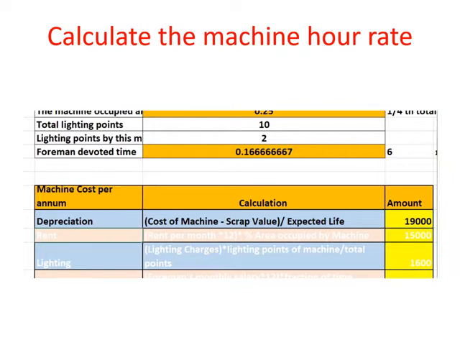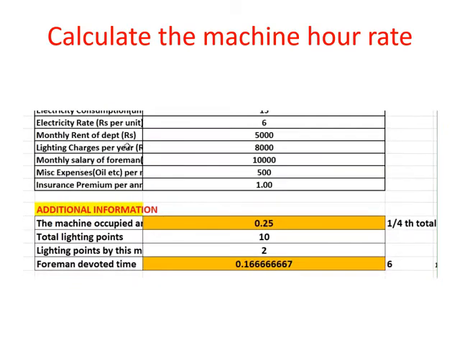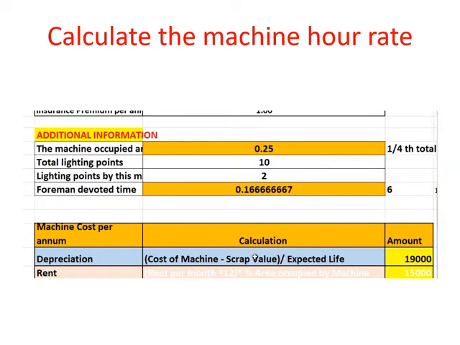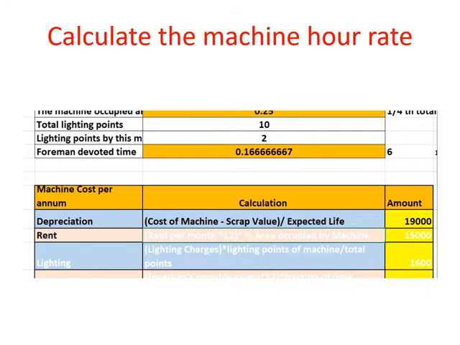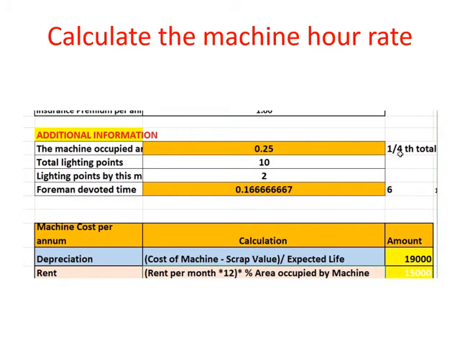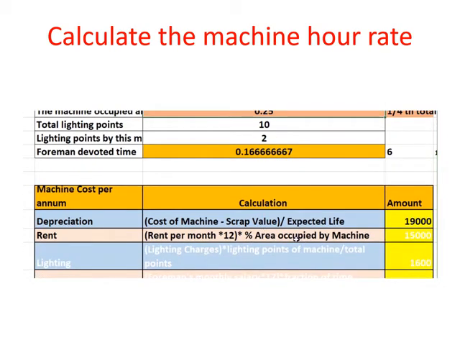Next is rent. So what are the particulars? How will you calculate rent? Yes, rent per month is given. So after taking the monthly rent into 12, you will get the yearly rent. Then multiply by the percentage occupied by the machine. The rent is not paid for this particular machine alone. How much area does the machine occupy? We have already seen it occupies only 1/4 of the area. So you can multiply by 0.25 or 1/4.